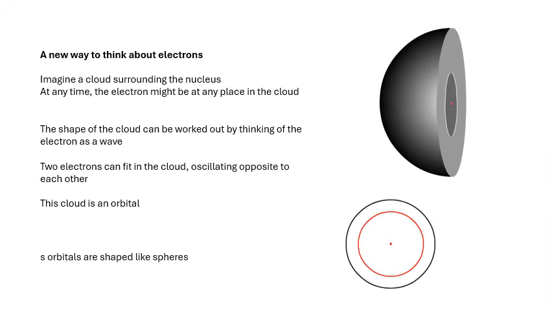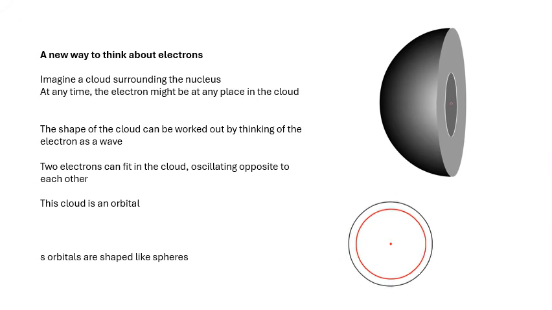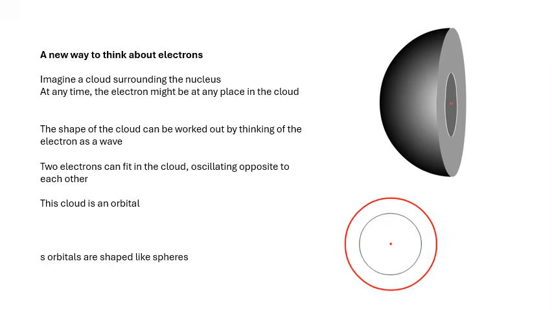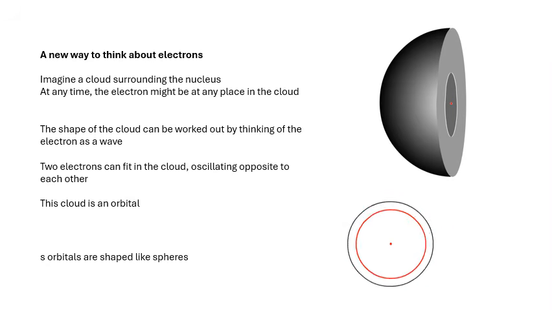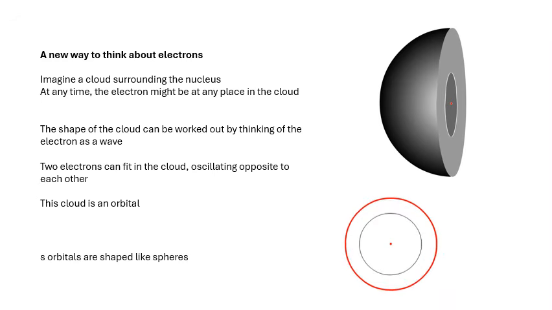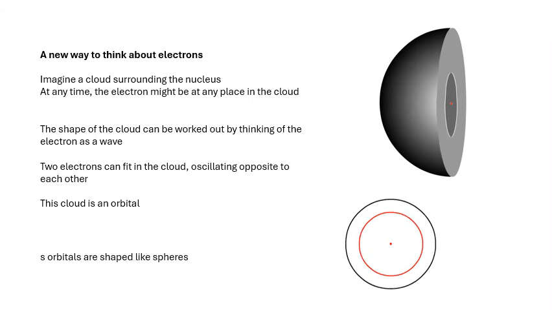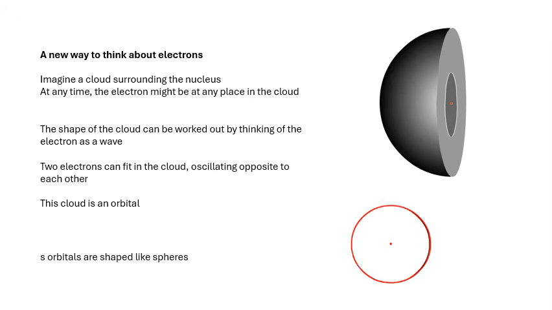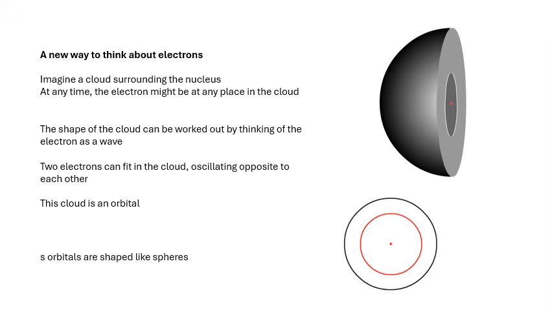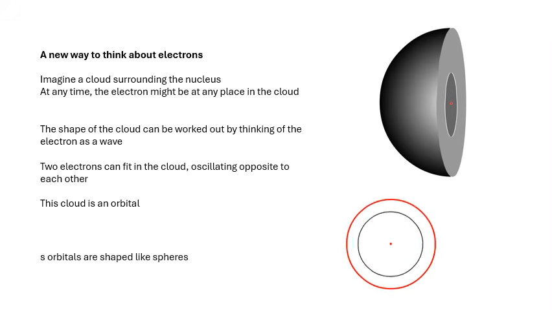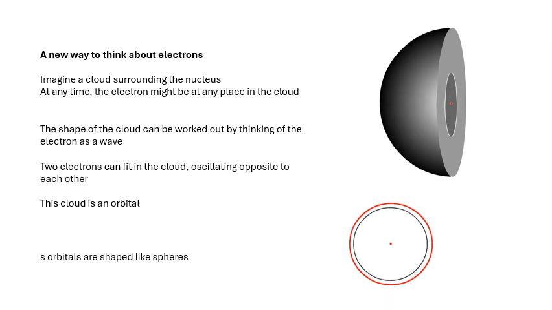Remember, you can get two electrons in the s orbital, and the s orbitals are shaped like spheres, with one electron, if you like, pulsing outwards and the other electron pulsing inwards. But are they pulsing outwards and inwards? Well, we're getting to the point now where it's getting harder and harder to get a picture in our mind of what's going on.